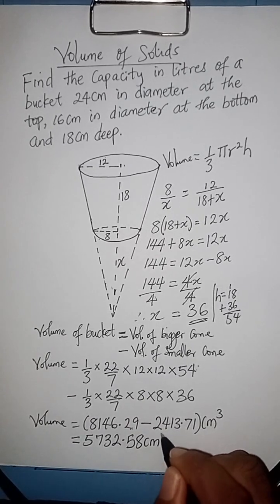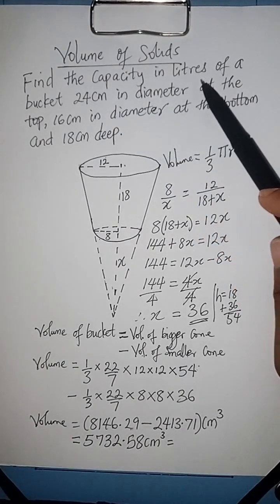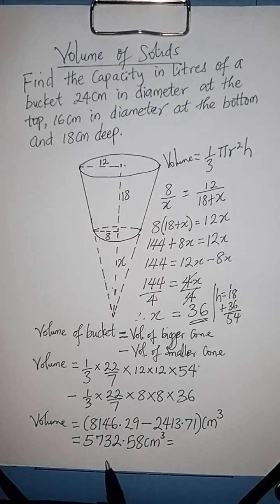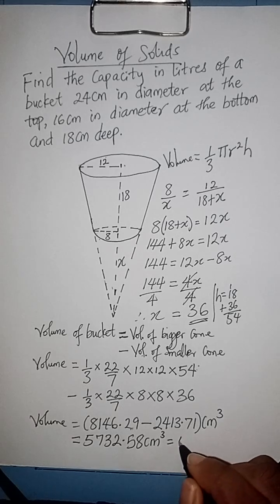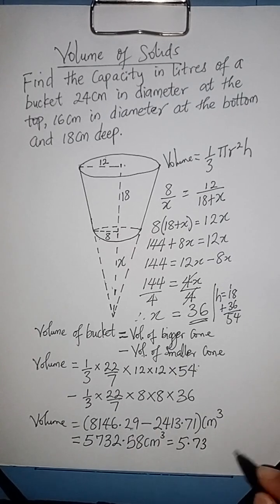centimeter cube. Now recall the question says, find the capacity in liters. So you're going to convert this to liters. And in converting from centimeter cube to liter, you divide by 1,000. And if you divide this by 1,000, you're going to have 5.73 to 2 decimal places as your answer to the question.